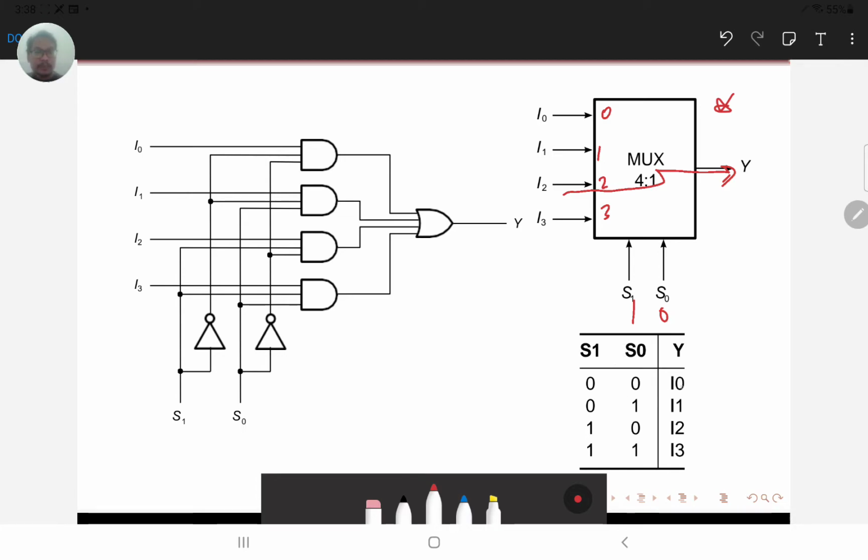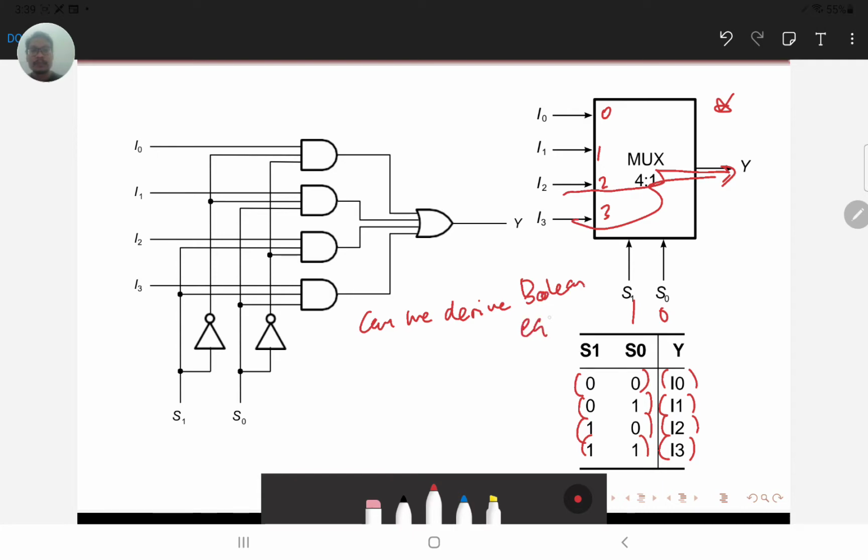Here is the truth table. We can see that if we supply 0, 0, y is I0. If we supply 0, 1, y is I1. 1, 0 gives I2, and 1, 1 gives I3. Can we derive the Boolean equation?